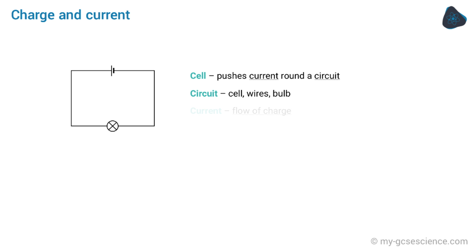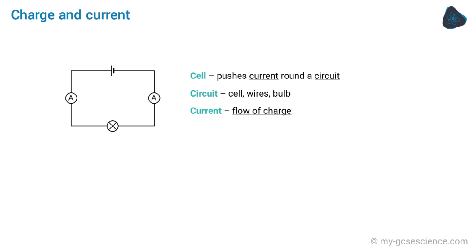Now, this current we're talking about is actually made up of moving electrical charges. Because these charges can't be used up, this means that the total current leaving the cell must be equal to the total current returning to it. As a matter of fact, in a circuit like this, the current is exactly the same everywhere. So we could put an ammeter here, or anywhere else in the circuit for that matter, and it would always show exactly the same value.